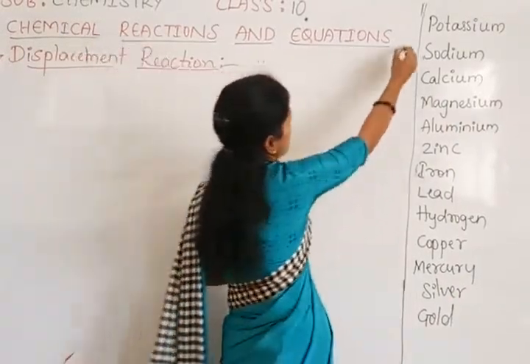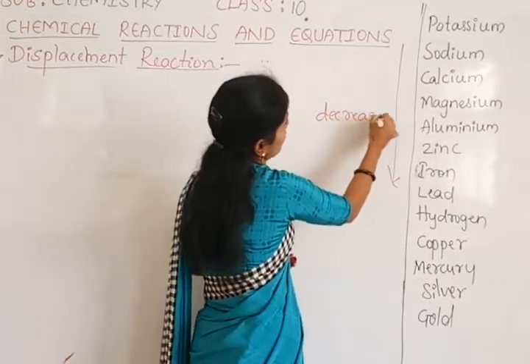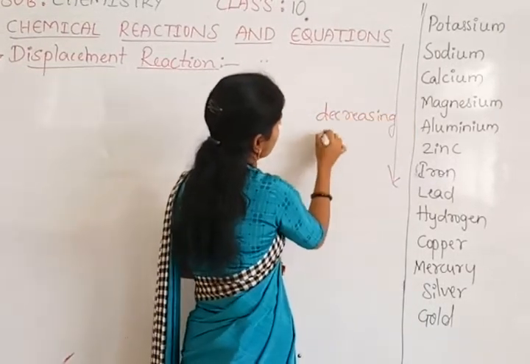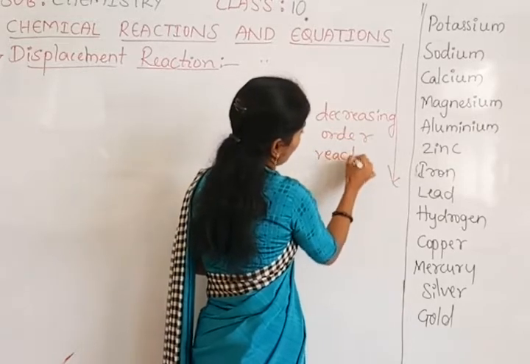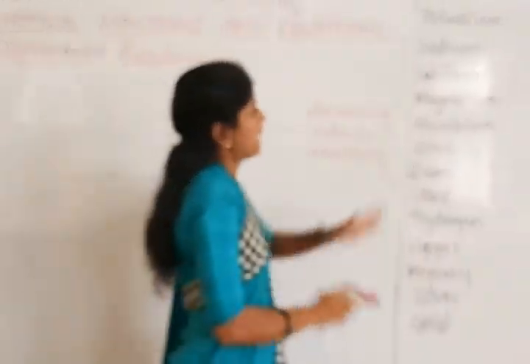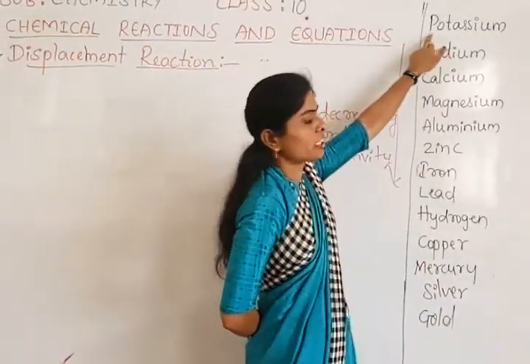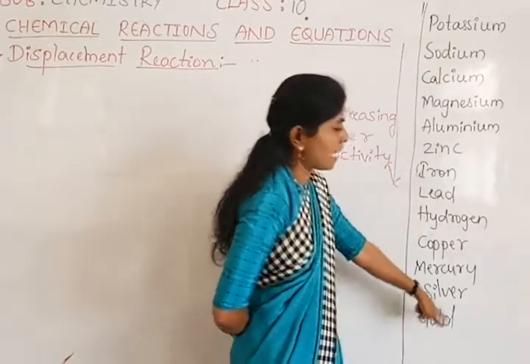Here the elements are arranged in the decreasing order of the reactivity. So potassium is more reactive than all these elements.